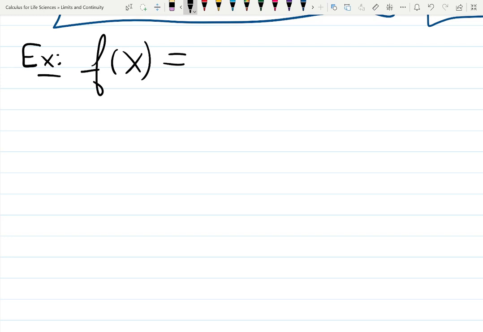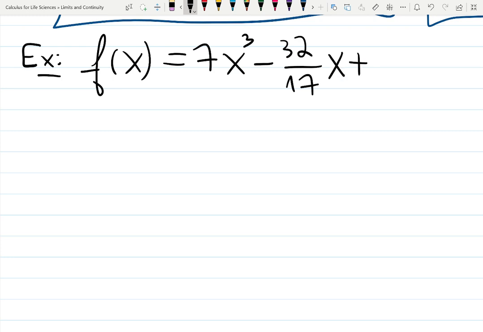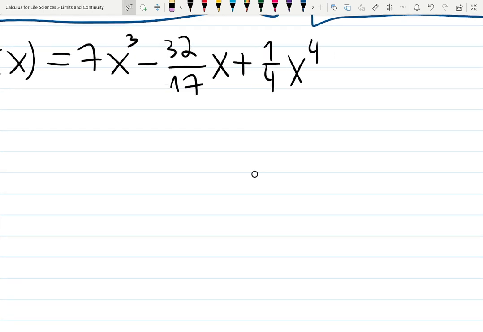For example, f of x is 7x cubed minus 32 over 17x plus 1 quarter x to the 4.